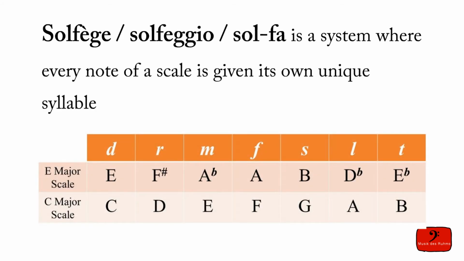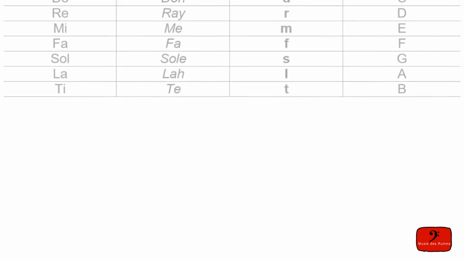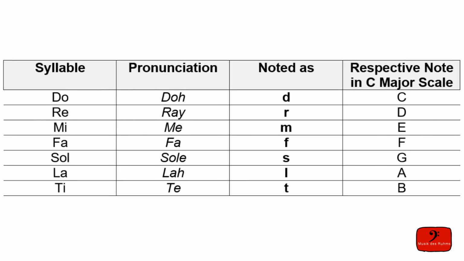For example, in E major scale, the note E will be sung as Do, F sharp will be sung as Re, and so on. At the same time, in C major scale, the note C will be sung as Do, note D will be sung as Re, and so on. The movable Do system is followed in Songs for Worship Songbook. There are mainly 7 syllables in tonic sol-fa notation. Have a look at this table.